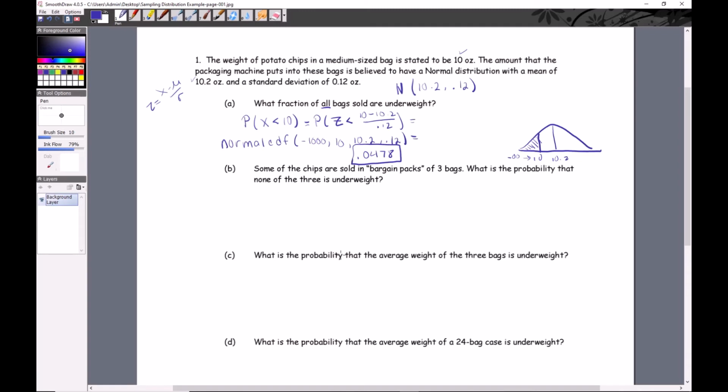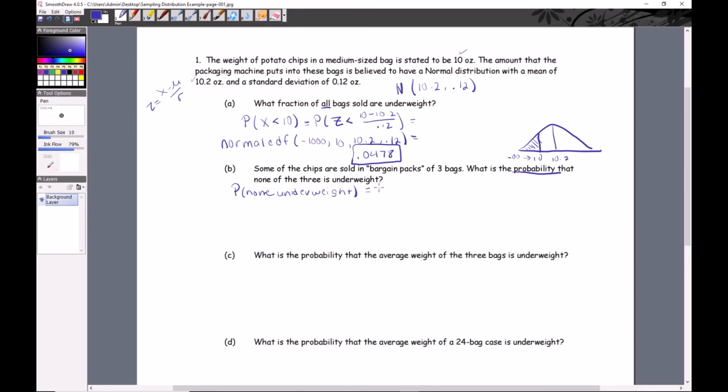Then it says some of the ships are sold in bargain packs of 3, which sounds like a sample, but it asks what is the probability that none of the 3 is underweight. Now that's sort of a basic probability question. We know the probability that one is underweight is 0.0478, but they said the probability that none of them is underweight.